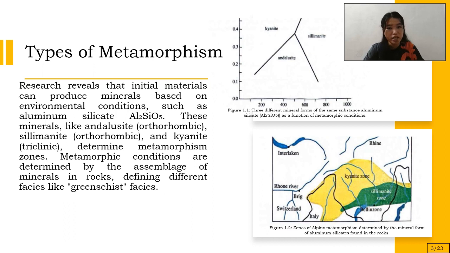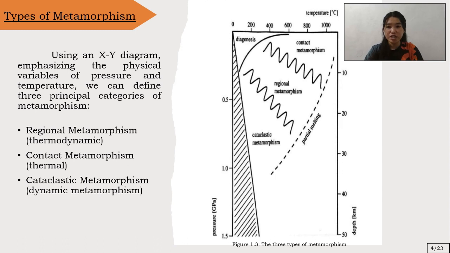Metamorphic conditions are determined by the assemblage of minerals in a rock, defining different facies. This term refers to a group of rocks that has similar mineral combinations, providing more details about the environmental conditions during metamorphism. Using an XY diagram, as you can see in figure 1.3, the three types of metamorphism, emphasizing the physical variables of pressure and temperature, we can define three principal categories of metamorphism: the regional metamorphism, or thermodynamic; contact metamorphism, or thermal; and cataclastic metamorphism, or dynamic metamorphism. Let us discuss these types one by one.